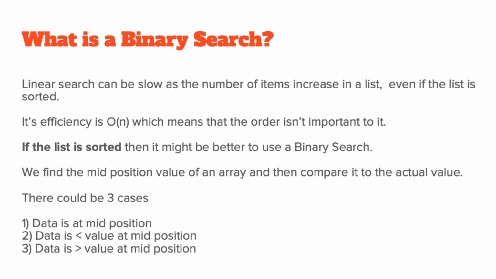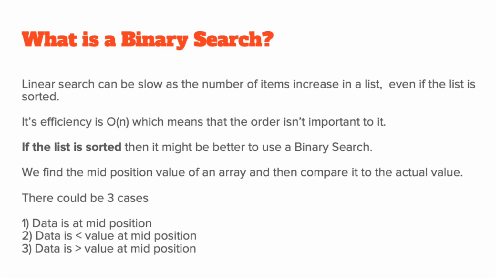Now let's look at binary search. Linear searches can be slow as the number of items increase in a list. Even if the list is sorted, let's just say that you've got 10 million items in a list and you're looking for the 10 millionth item, and you've started looking at the beginning and you do 1, 2, 3, 4, 5, 6. It's going to take you almost 10 million steps to get to your answer. Whereas if the list was very small, you probably can get to it pretty quickly. And if you were looking at, say, 1 in that linear search, you'd get the answer straight away. So it's much faster depending on how the data set is.